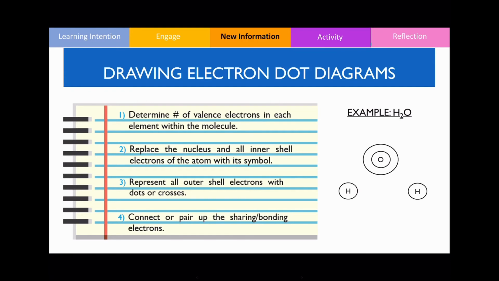So the first step says identify the number of valence electrons. We know that oxygen has 6 and hydrogen has 1. You can replace all the inner shell electrons. And now the fourth step says just connect all of the bonding electrons together.